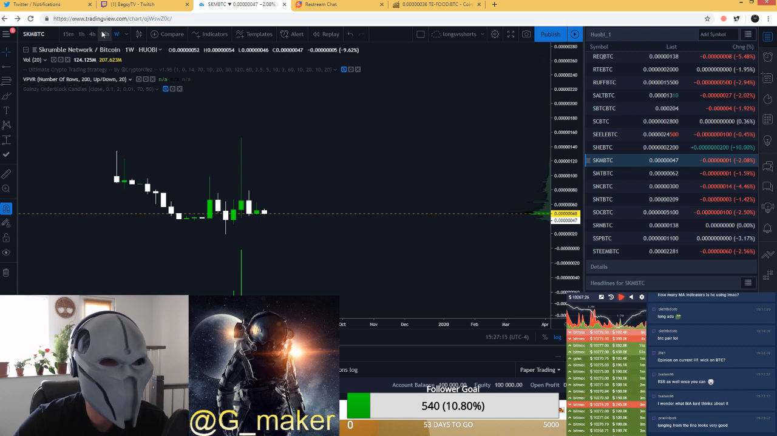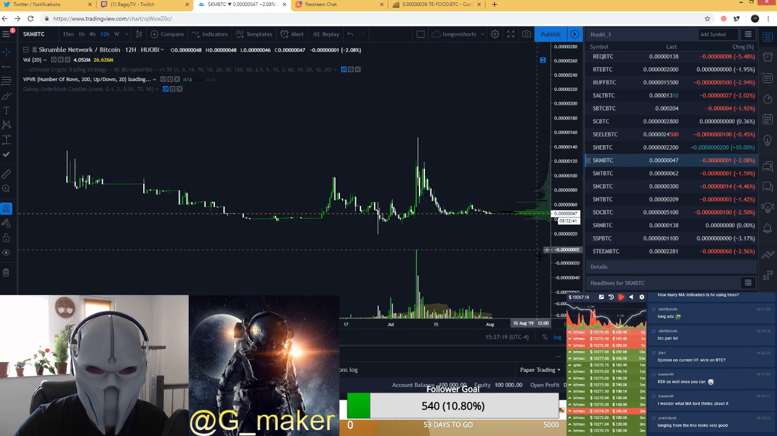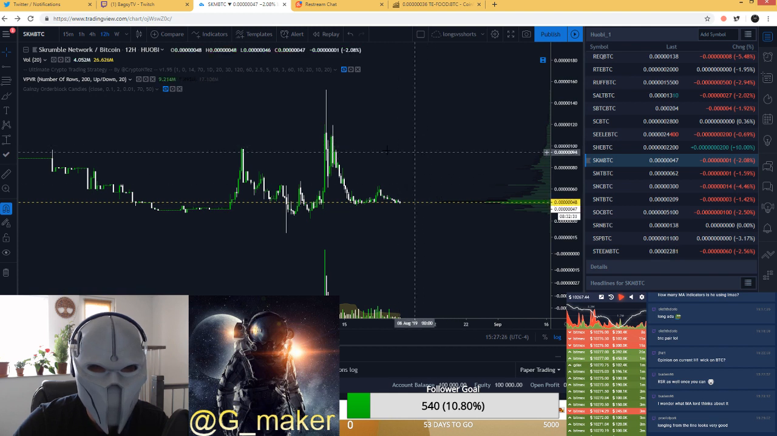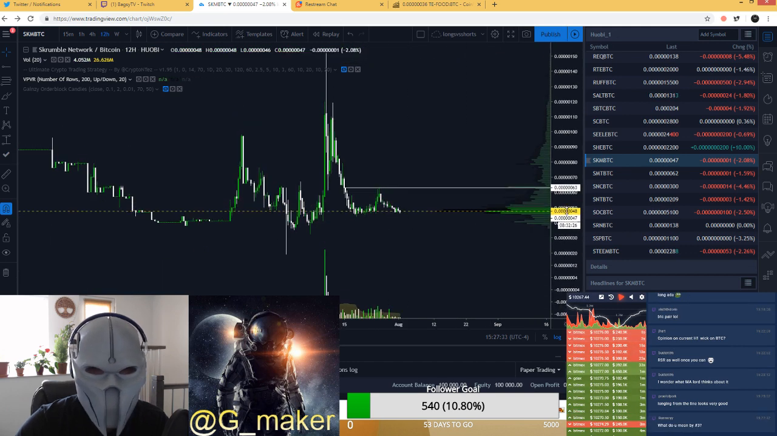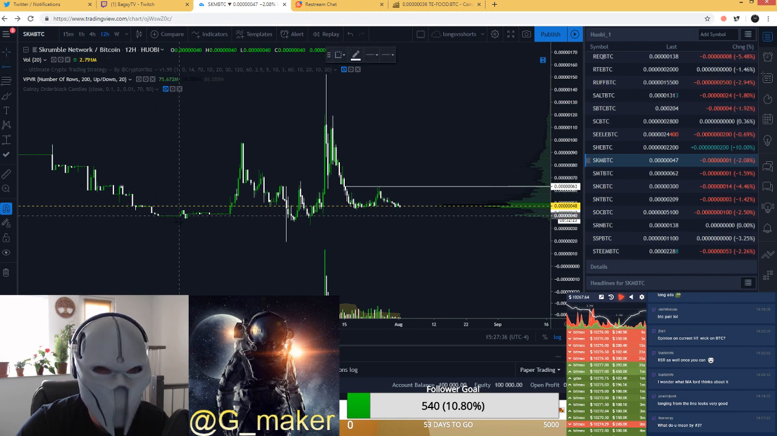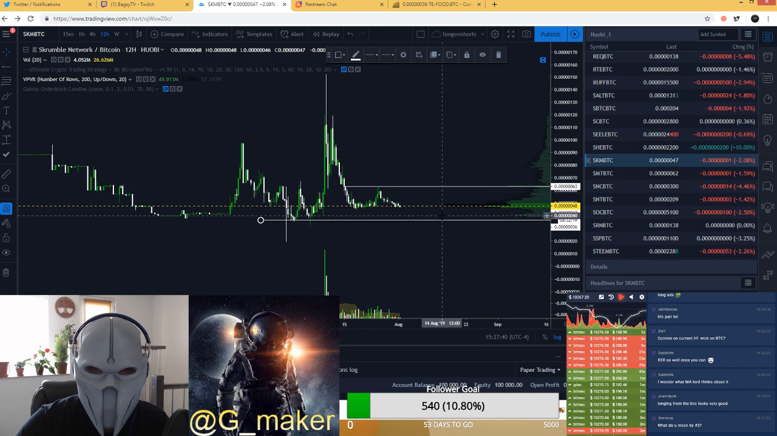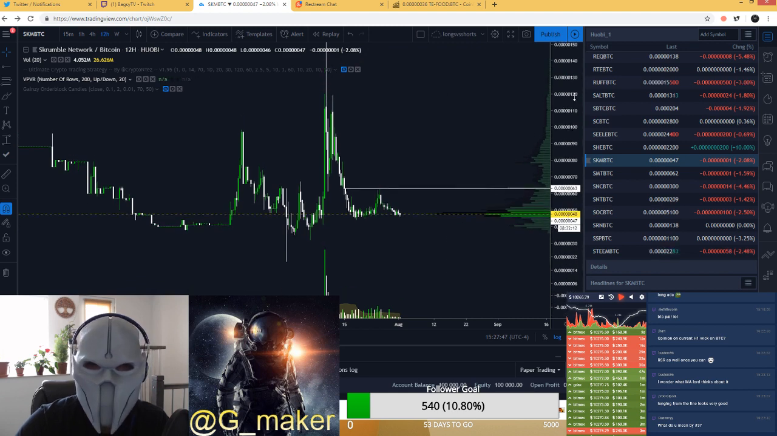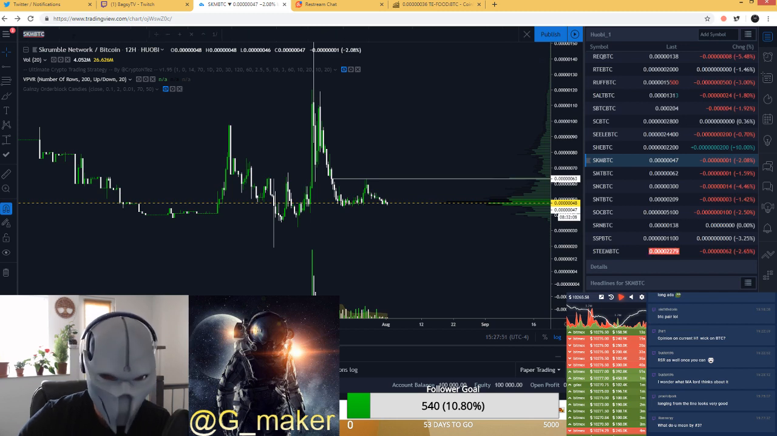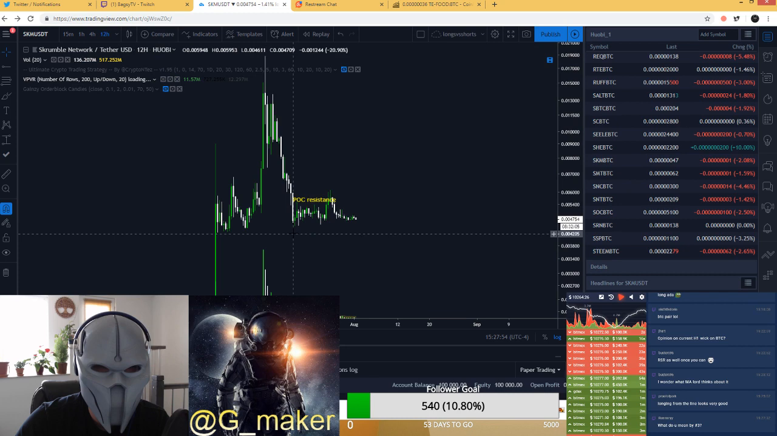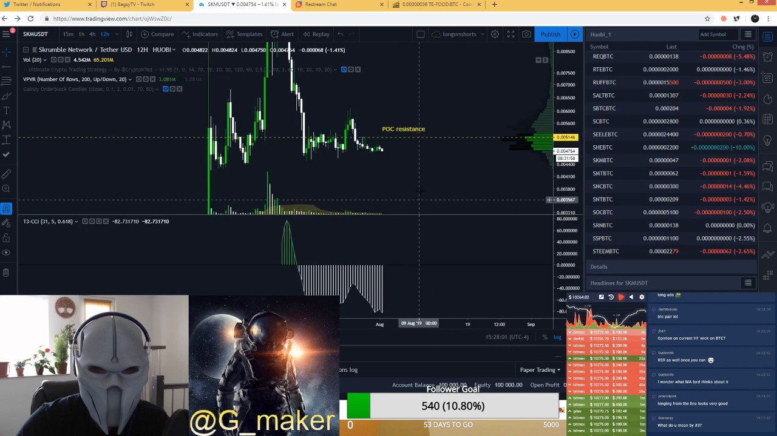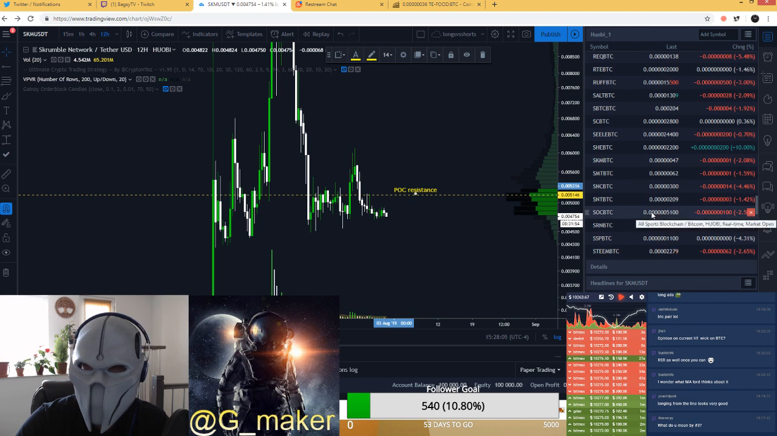I'm looking at SKM right now. SKM. I don't think it's ready yet. I think it could either hold here or go back to 36. It's on the POC right now, so I'd like to see that hold. SKM USD, that one has a USD pairing. There's nothing bullish about that one so far. I don't like it very much.